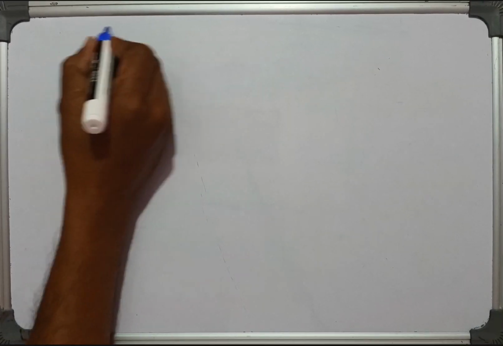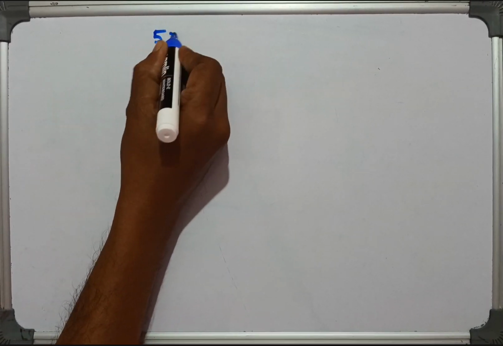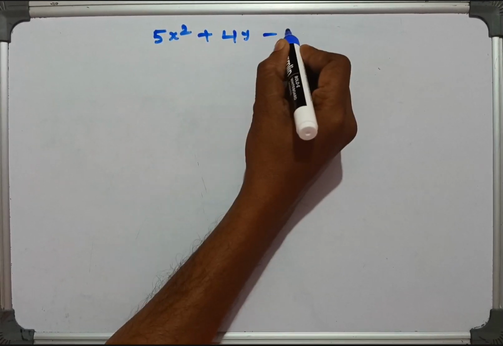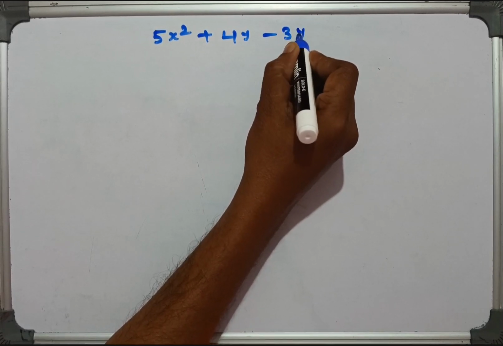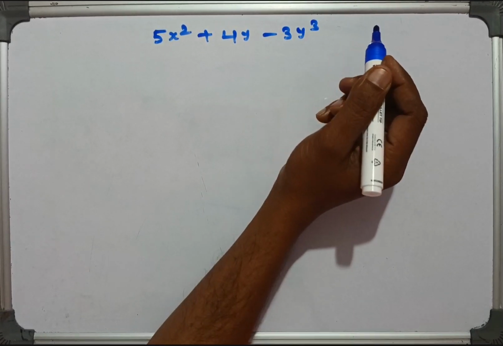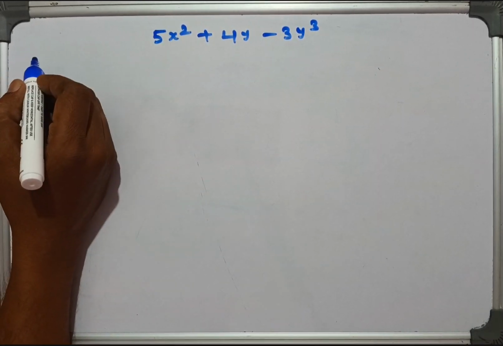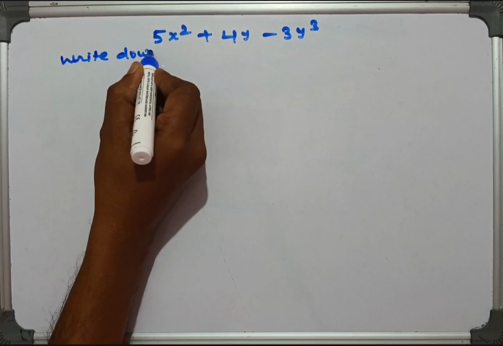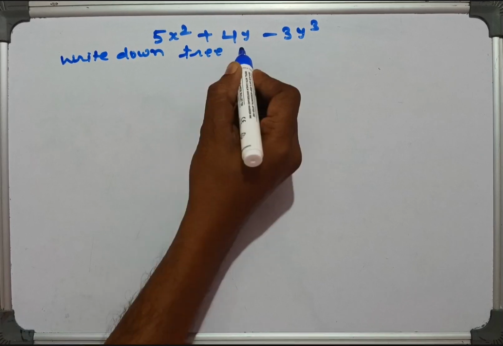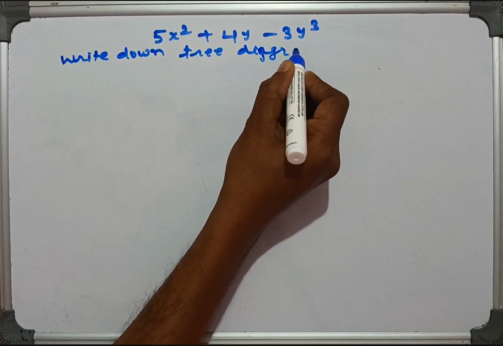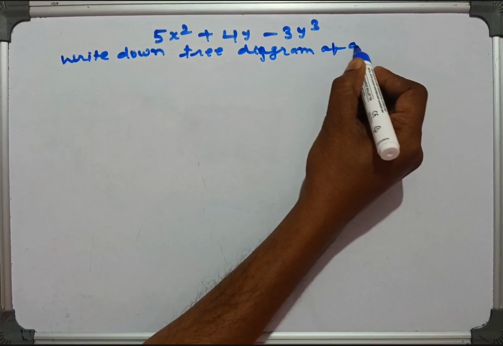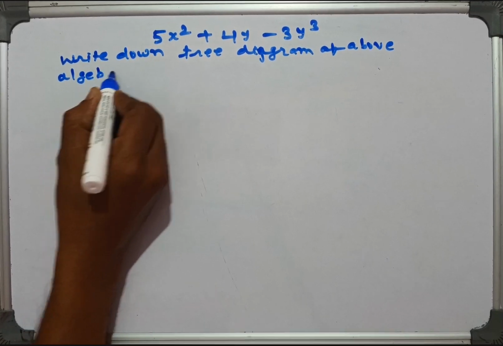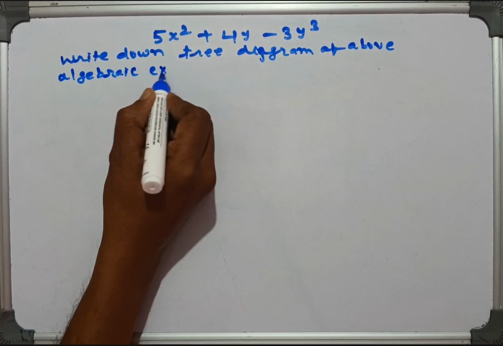Now next we will see a question based on what we read till now. Okay, now guys, suppose this one: 5x square plus 4y minus 3y cube. The question is asking you to write down the tree diagram of the above algebraic expression.